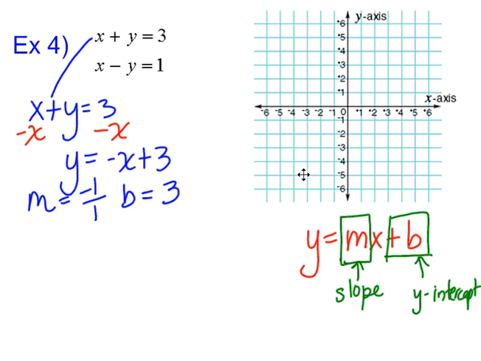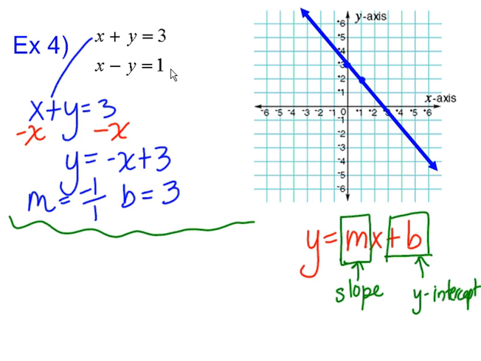So when we go to plot this, we'll find positive 3 on our y-axis, and from there, we will follow our slope of going down 1 and to the right 1. And then we're going to draw ourselves a line and connect our points. I get a blue line here. And we want to extend our line all the way through, just in case, because we don't know where the other line is going to cross at.